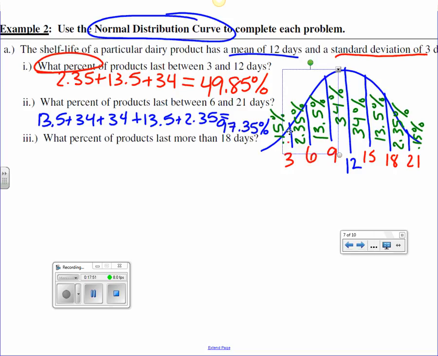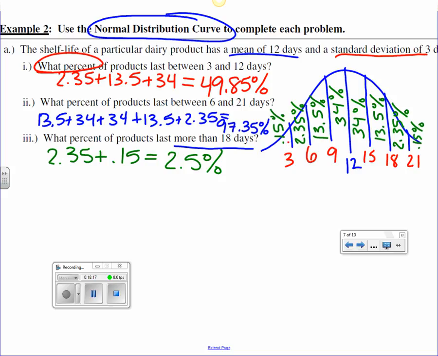Okay? All right. This last one, what percent of products last more than 18? So here's the line for 18, and more than would be 18 and up. So it'd be 2.35 and 0.15, which gives you 2.5%. Okay? All right. So on all 3 of those questions, it just said what percent, and so that's all we had to do. Does anybody have a question on this one?